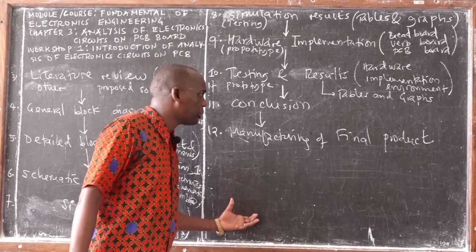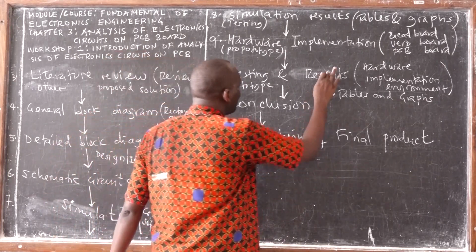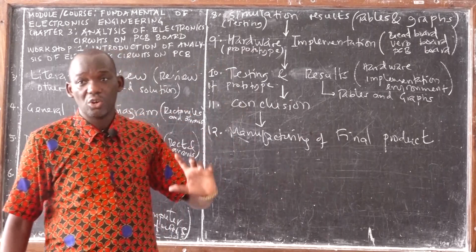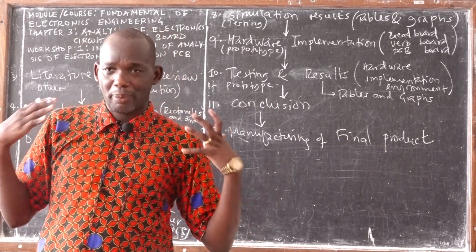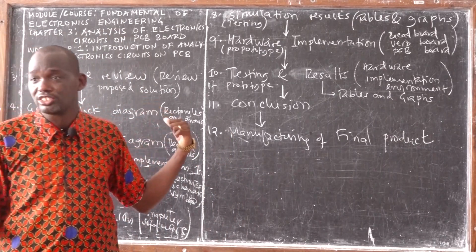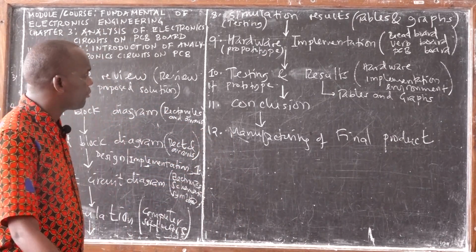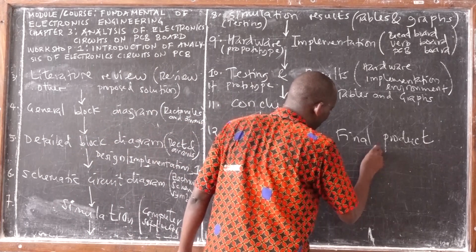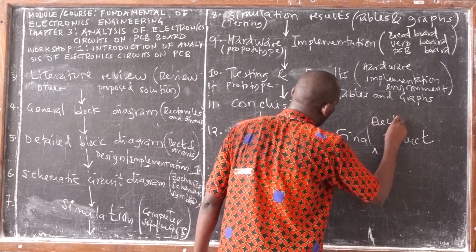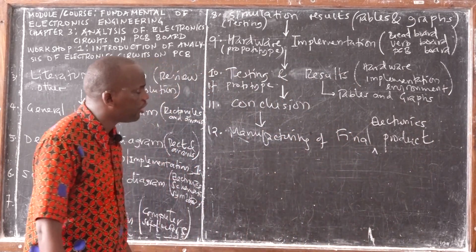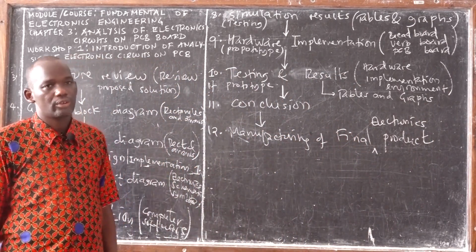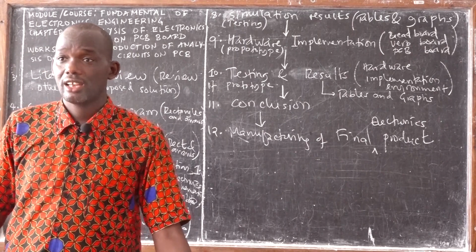If your proposed solution did not solve the problem, you have to go back and redesign or make some adjustment. Once you are satisfied with the performance of the prototype, you can go for the final product. Final electronics product. I heard that you are talking. What are you saying? Manufacturing of final electronics product. Class, are we together? Yes.